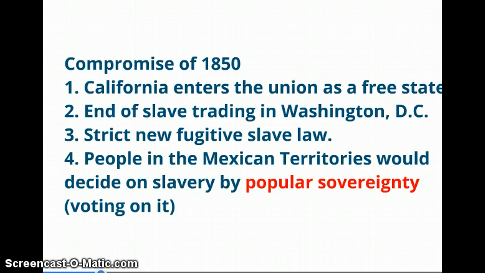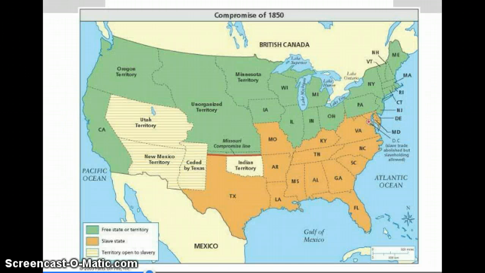So these 4 items were cobbled together in one compromise, and this was meant to put to rest many of the different concerns at the time regarding various different slave-related issues. This map shows that California entered the Union as a free state and indicates the area where slavery was going to be decided by popular sovereignty, as per the Compromise of 1850.